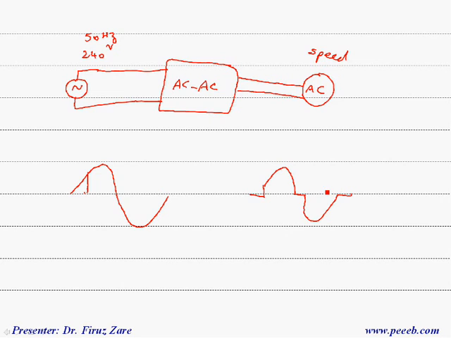So the point is that by controlling the firing angle, we can control the output voltage. We can control the RMS and magnitude of output voltage, but the frequency is constant. Still frequency is 50 Hertz. So this type of motor drive is very simple and cheap, but it is not suitable for a high power AC drive system. So in this case, we need to change the topology.